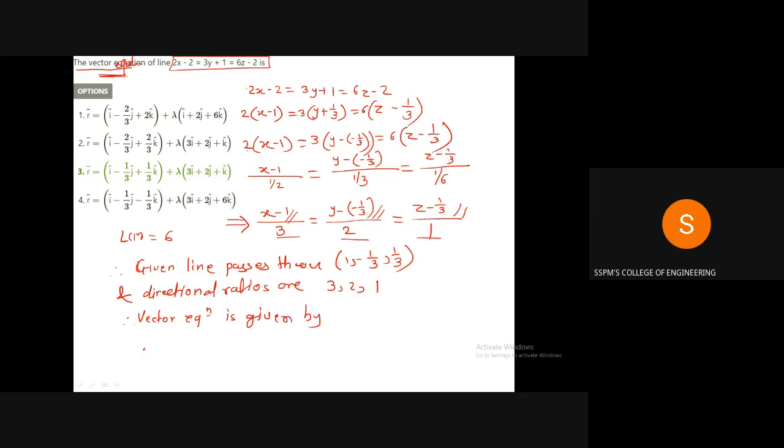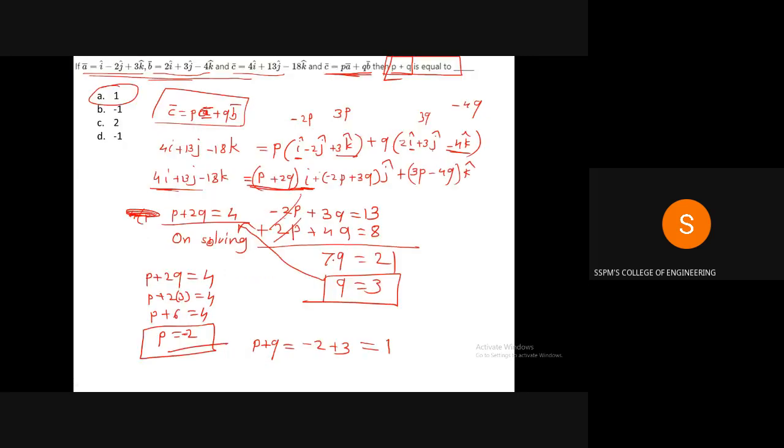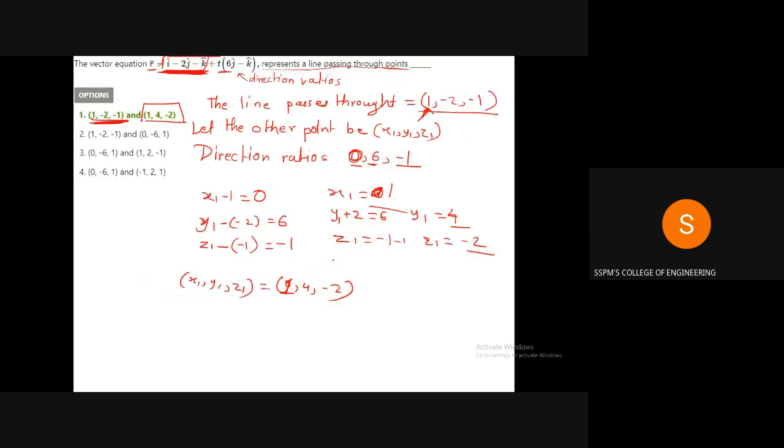So r bar is equal to i cap minus 1 by 3 j cap plus 1 by 3 k cap. First, these 3 points are given. We have already covered this in the very first example, where these 3 points indicated the point that the line was passing through.